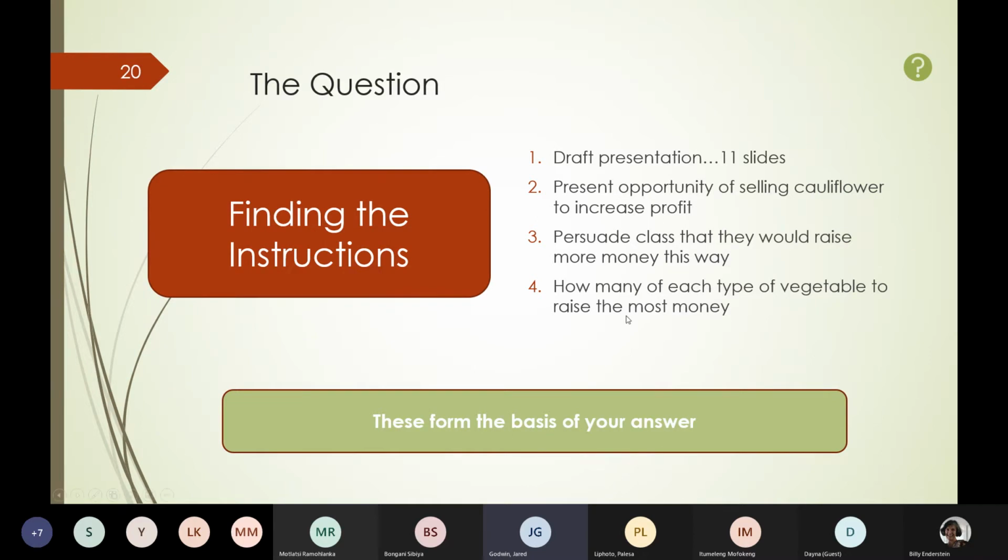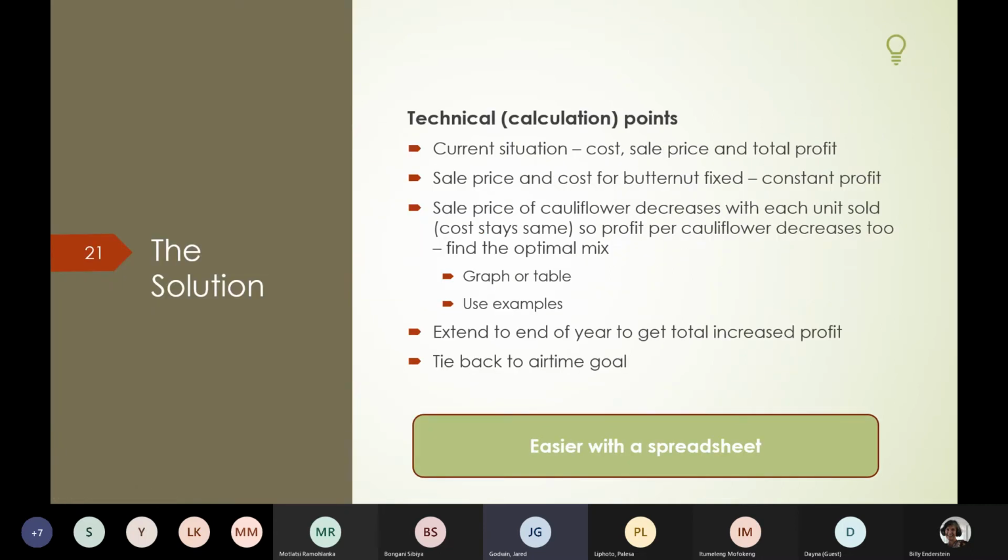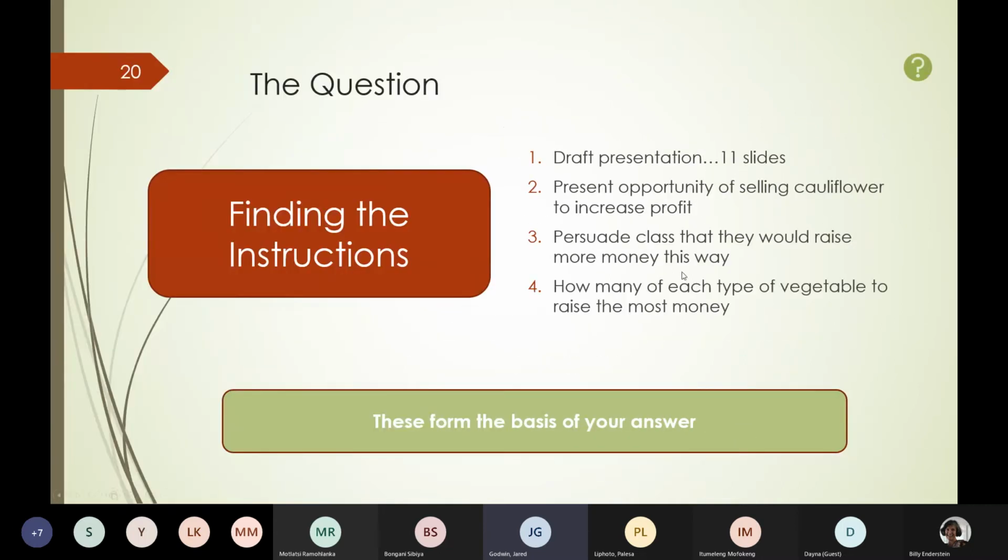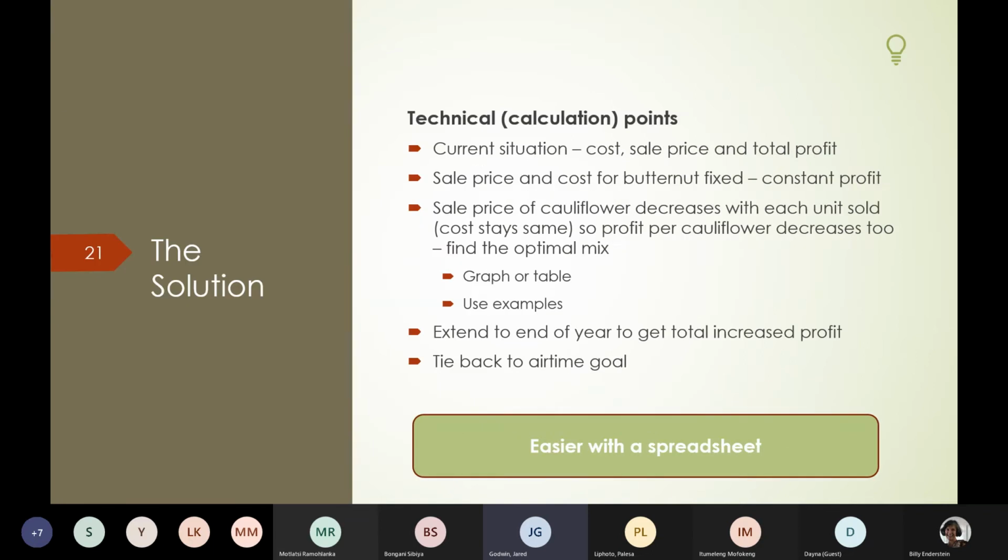But you should still find these instructions in the paper just to make sure that the agenda that they give you does tie in with these that you know that you have to answer. If it doesn't, you would then change that agenda to tie in with what you want to answer. Okay, so now that we know the exam plan, we now want to look at the solution from a technical point of view.